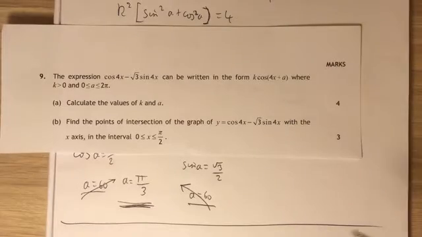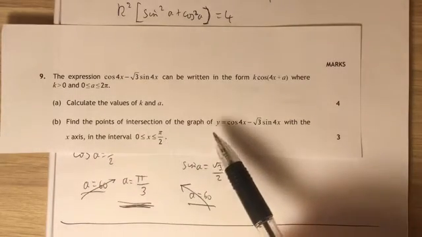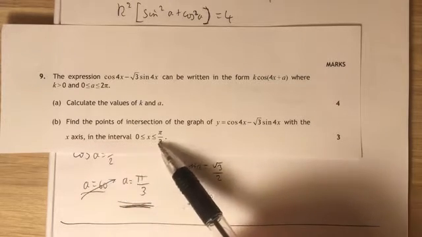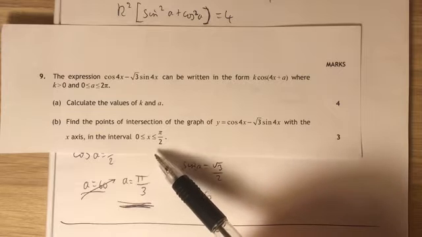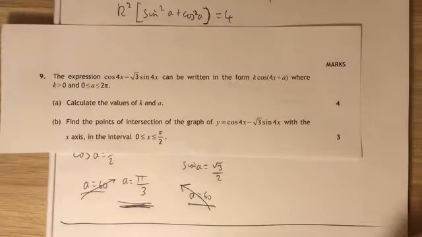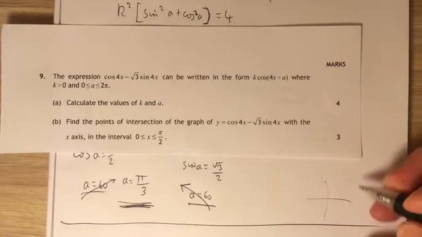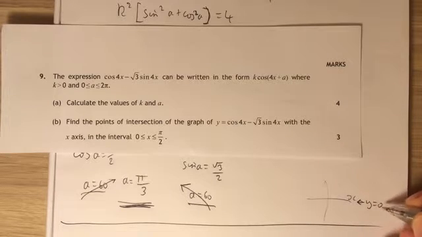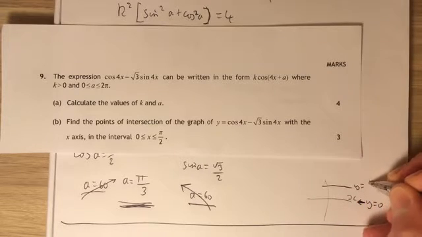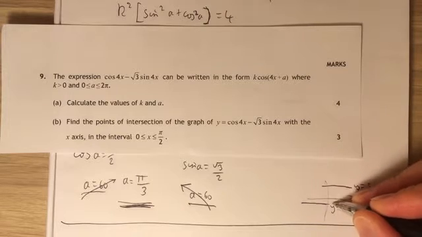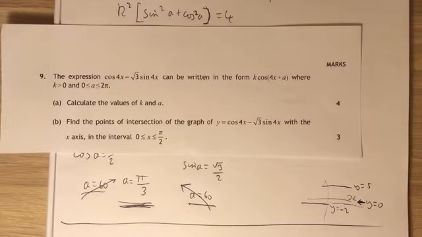Right, 9b. Find the points of intersection of this graph here, looks a mess, with the x-axis in some interval. Fine, okay. So, I need to solve this equation equals the x-axis. What is the x-axis again? Well, let's just remind ourselves. Here's the x-axis. This is the line y equals 0. Here's the line y equals 5. Here's the line y equals minus 2 going across here. This one, y equals 0, is the x-axis.